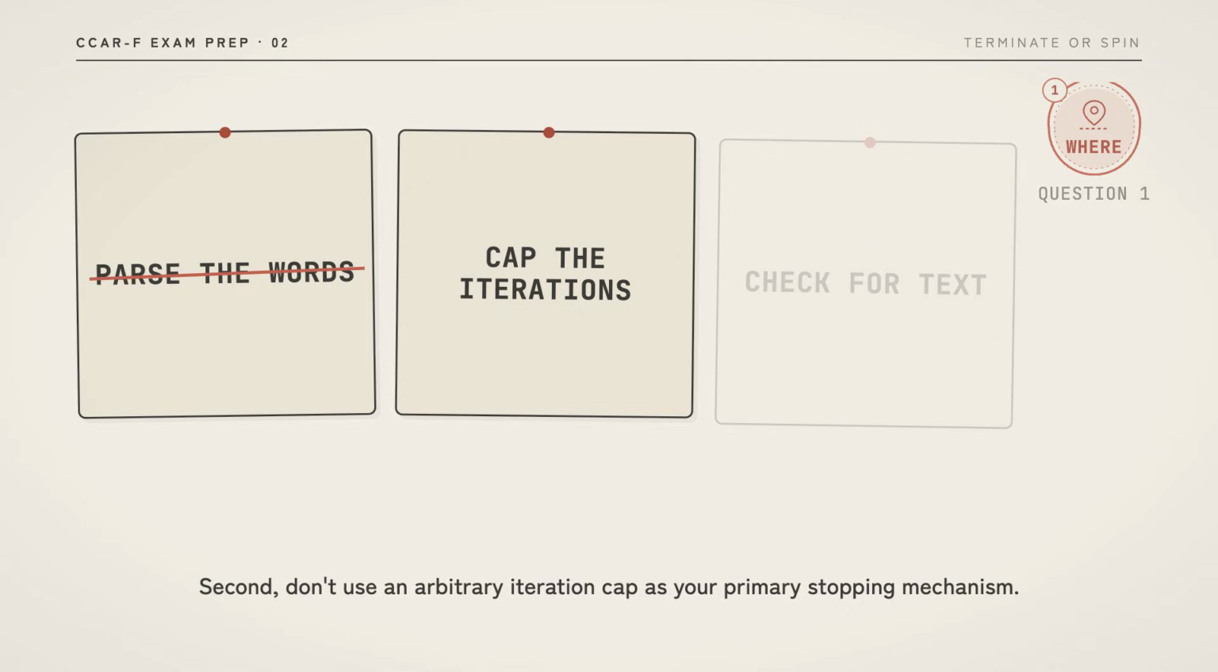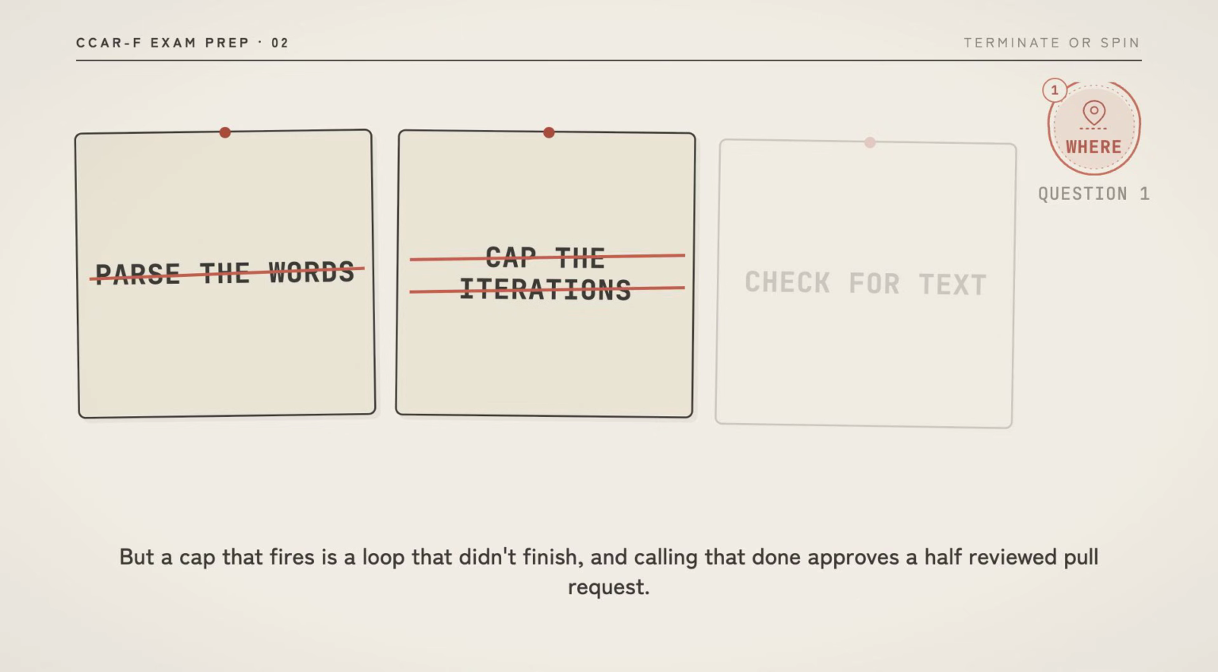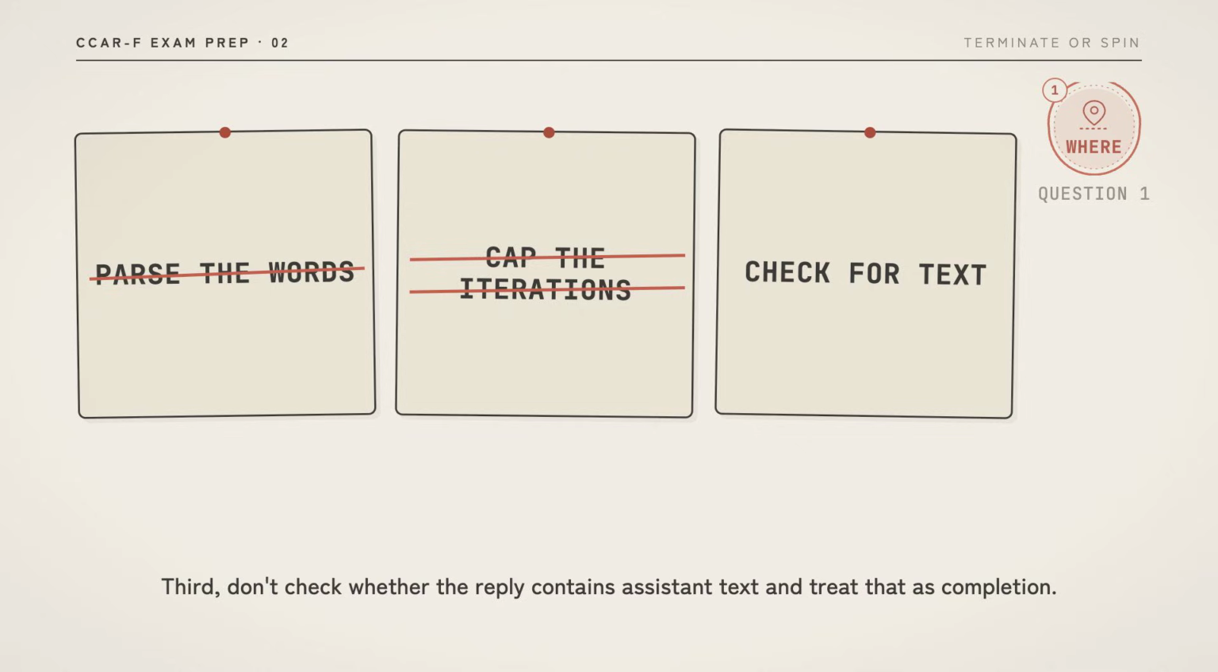Second, don't use an arbitrary iteration cap as your primary stopping mechanism. A cap is a budget, and a budget is a good idea, so keep one. But a cap that fires is a loop that didn't finish, and calling that done approves a half-reviewed pull request. Third, don't check whether the reply contains assistant text and treat that as completion.